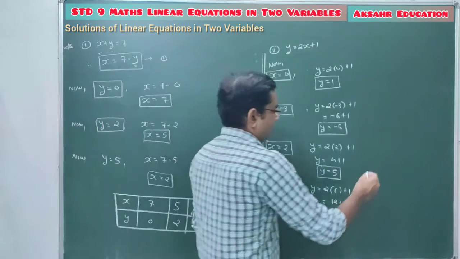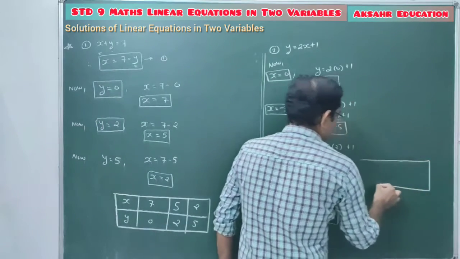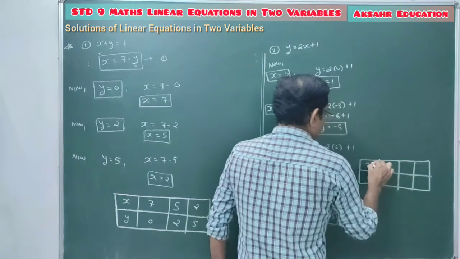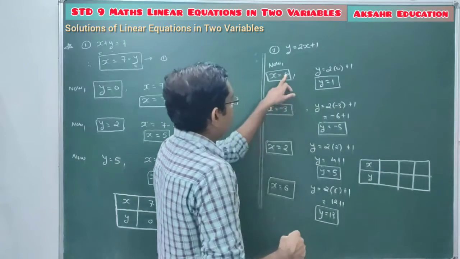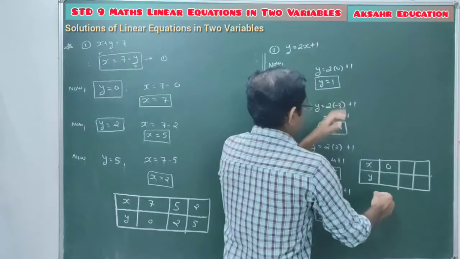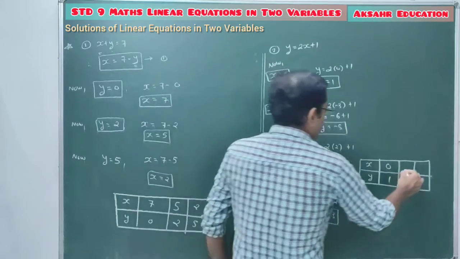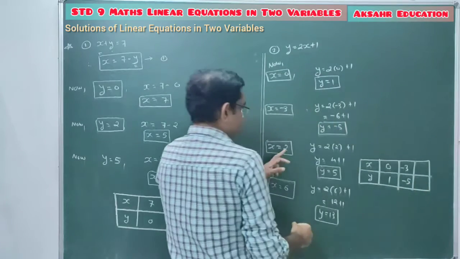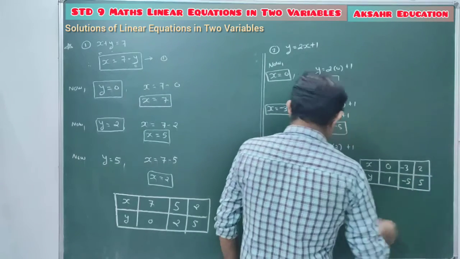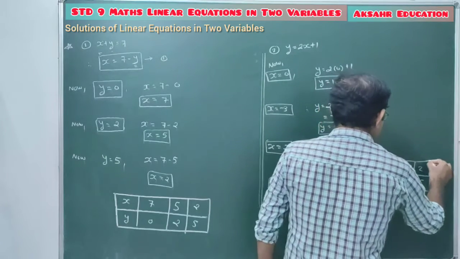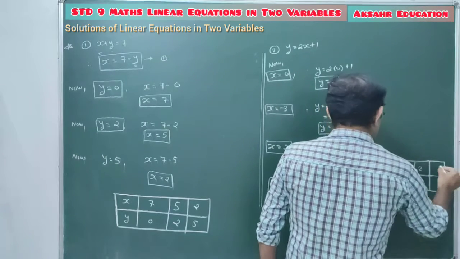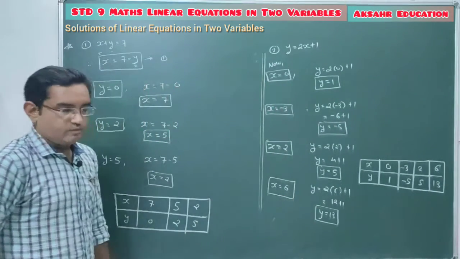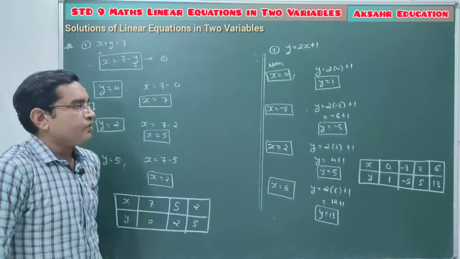Then at the last you have to draw the coordinate box. So this is our coordinate box, values of x and y. If we take x equal to 0, then y is 1. For x equal to minus 3, y is minus 5. For x equal to 2, y is 5, and for x equal to 6, the value of y is 13. So these are the 4 different solutions of this given equation in 2 variables.